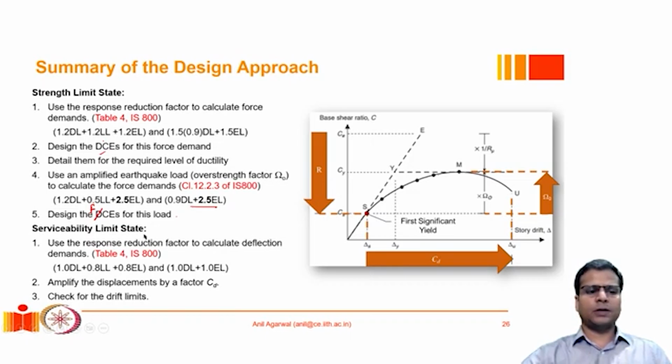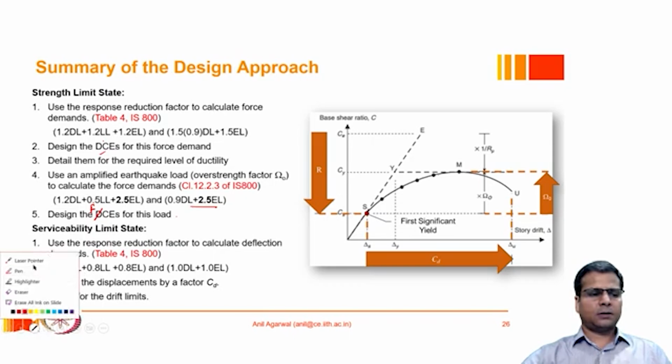Now when it comes to serviceability limit state, the load combinations that are given in IS 800 for serviceability limit state are these. So one load combination includes dead load plus 0.8 live load plus 0.8 earthquake load. The other load combination that is given is 1.0 dead load plus 1.0 earthquake load. So for both of these, we calculate the displacement demand in the structure by doing a linear analysis. Here, the earthquake load again is the one that is reduced for the response reduction.